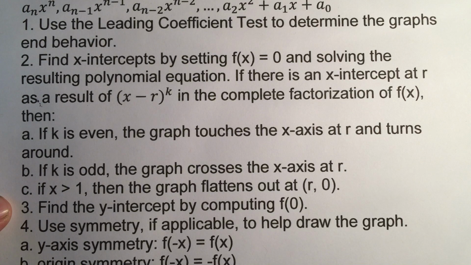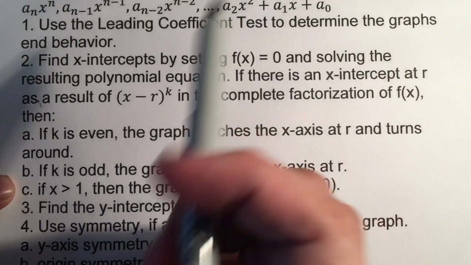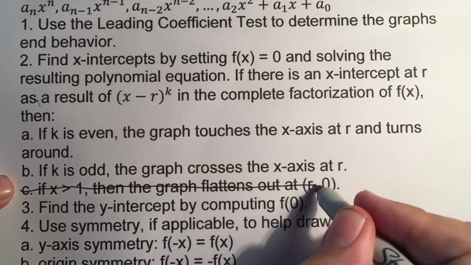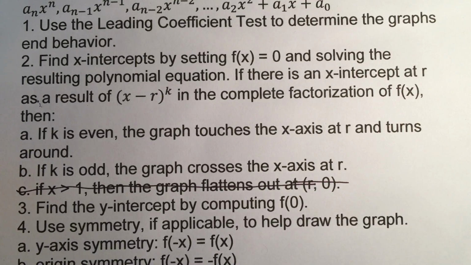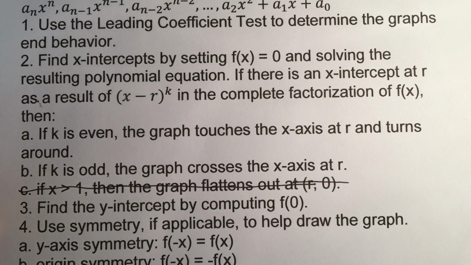So if x is greater than 1, the graph is going to flatten out at r, comma 0. So hold that thought. Don't worry so much about this one for right now. Because right now I'm drawing a complete blank at what I'm trying to say there.